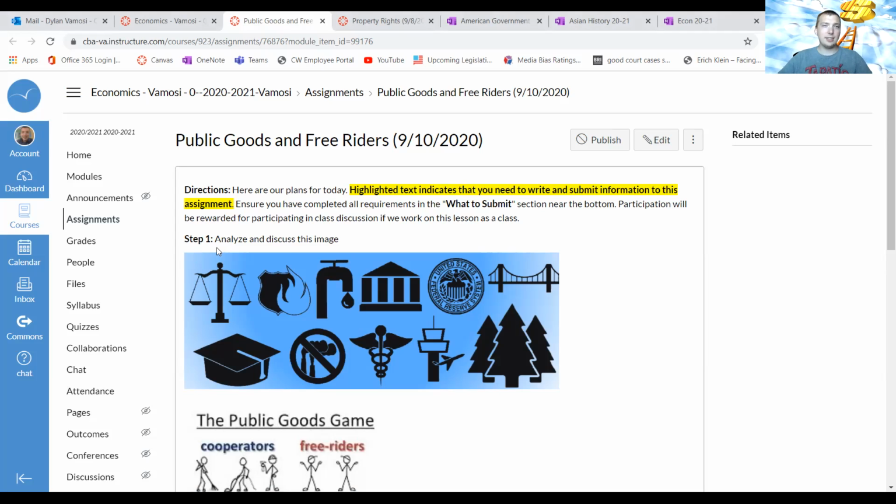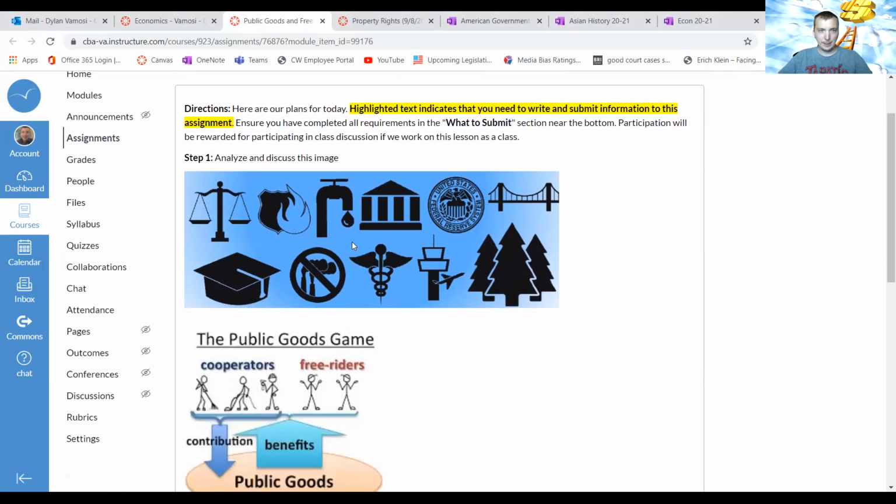So step one, I want us to analyze and discuss this image. So maybe some symbols you're familiar with. Just take a few seconds, see if you can figure out some of these symbols, what they mean without me telling you. Take a few seconds to look at it.